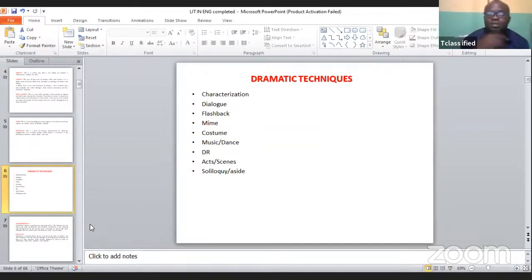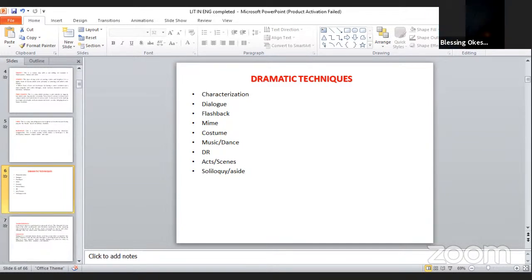We looked at dialogue. We said that drama is all about dialogue, one person and another having a conversation. Then we looked at flashback, how we remind people watching our drama of what had earlier happened. We looked at mime, where we say it's all about gesture. Costume is the regalia, the makeup, the clothes that are worn during the film. We looked at music and dance, a very, very important aspect of drama.